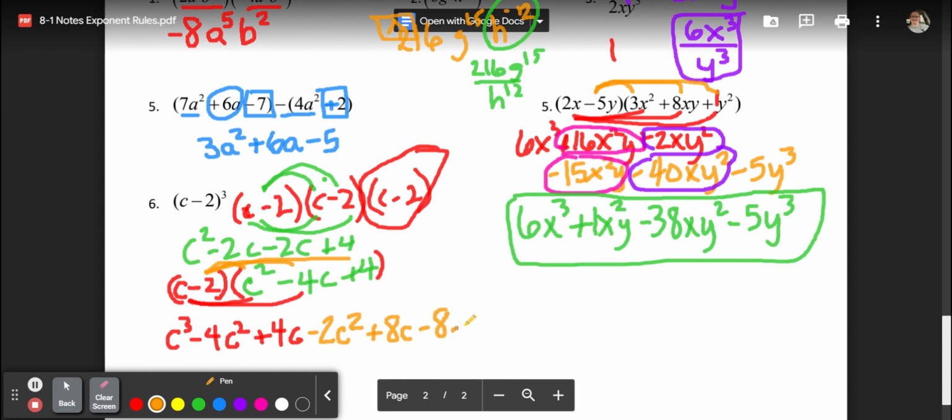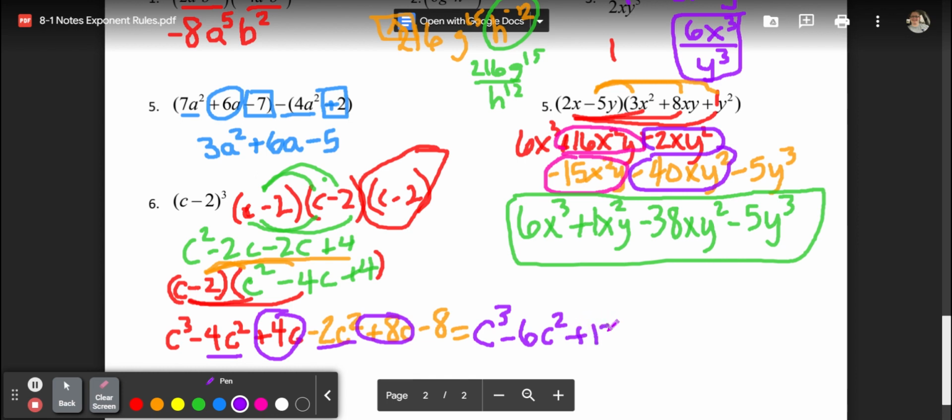All right, let's bring it all together. So if I add it all together, I'm going to have c to the third power. I'm going to have minus 6c squared, because this c squared adds with this c squared. They're both negatives. 4c and 8c will add together and get 12c. And then my last one, minus 8, doesn't get to add with anything.